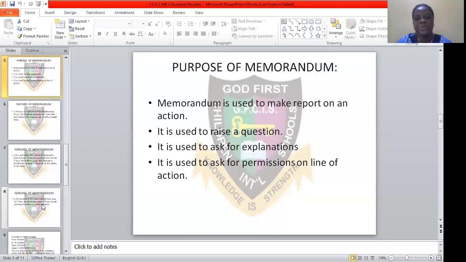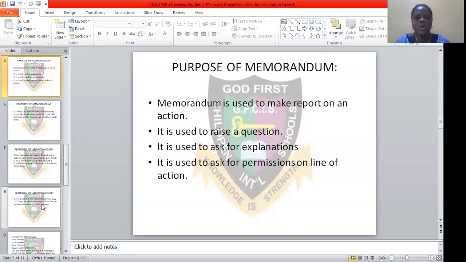And for each period, you as a subject teacher are expected to be in the class that your period is slated for. If you are not in school and you did not take permission, definitely at that period of yours, the students will be making noise. There will be rowdiness in the school and everywhere will be noisy.